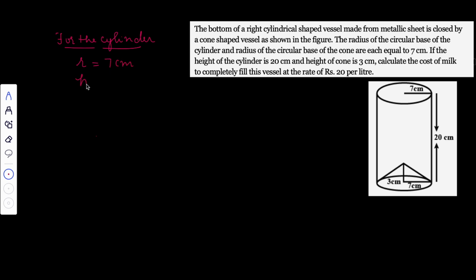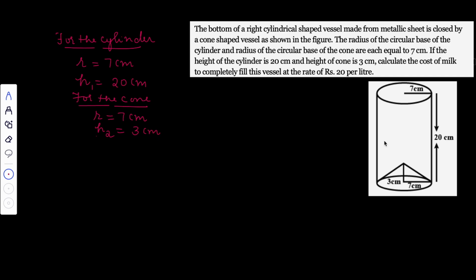Height is given here, 20 centimeter. Since we have two heights here, one of the cylinder and the other of the cone, I'll take this as H1. Now, for the cone, the radius is the same. It is given 7 centimeter. And the height, I'll take it as H2, that is 3 centimeter.